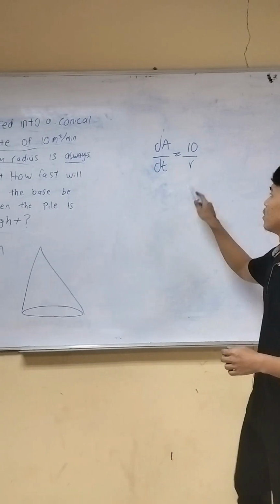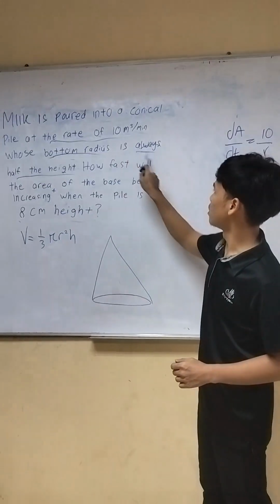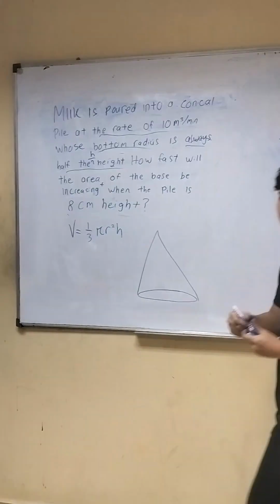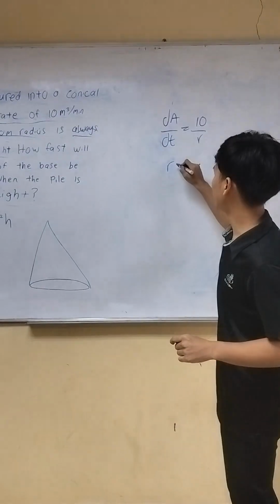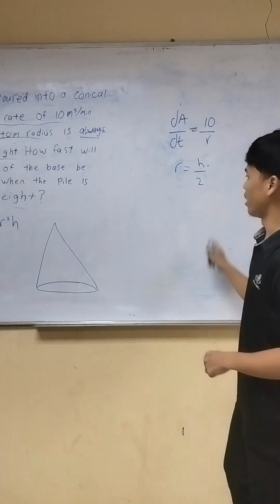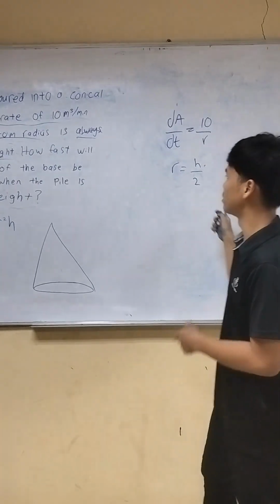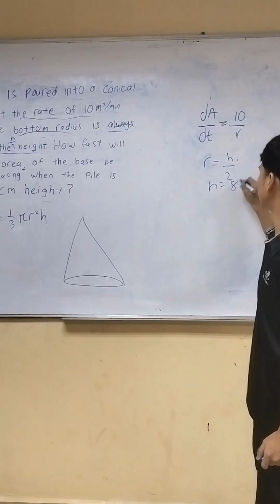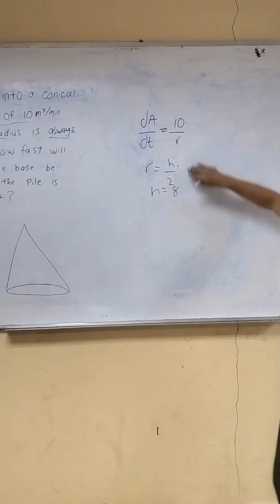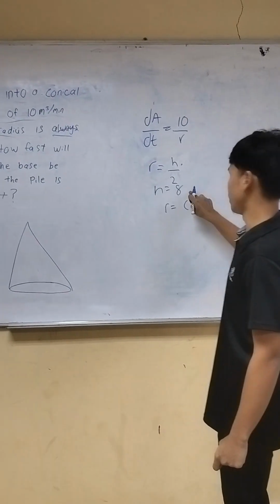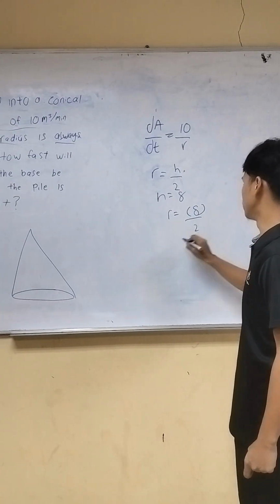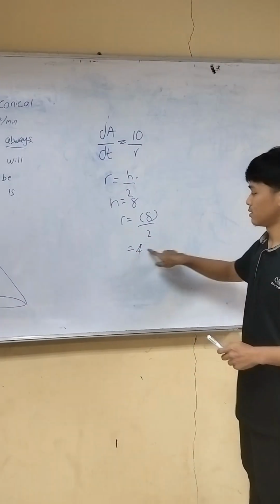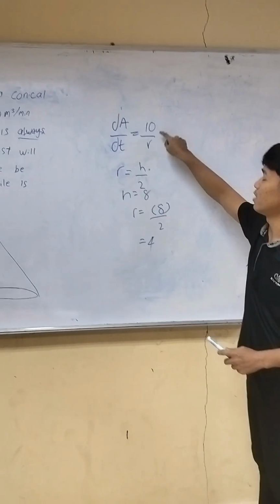How to find r? Back to the question. Radius is always half the height, so r equals h over 2. And from the additional information, h equals 8. So we substitute this, r equals 8 over 2, so r equals 4. Next we substitute r equals 4 into the 10 over r.